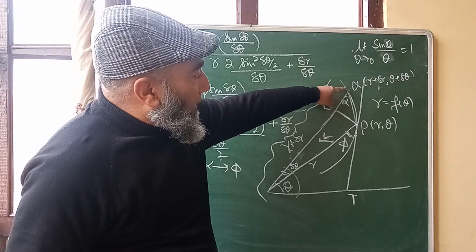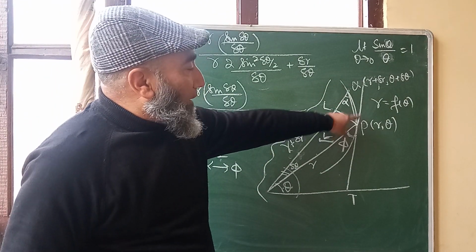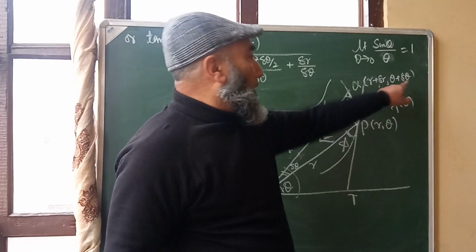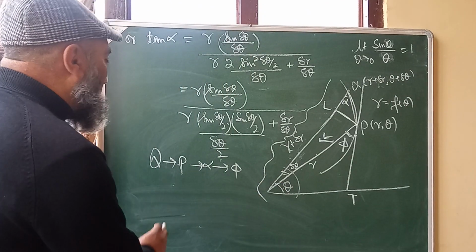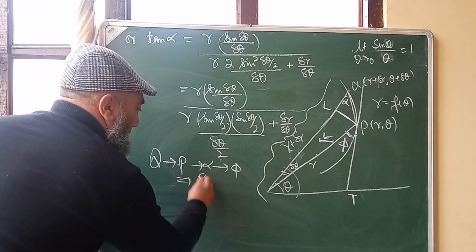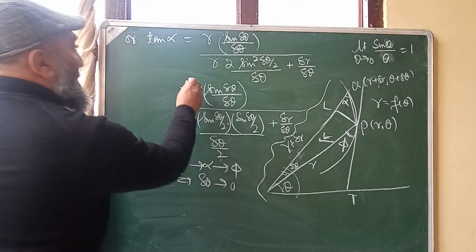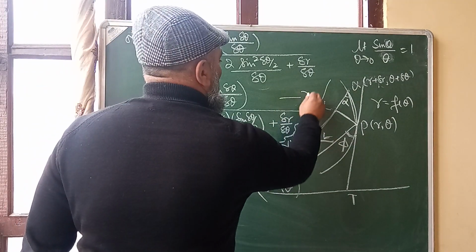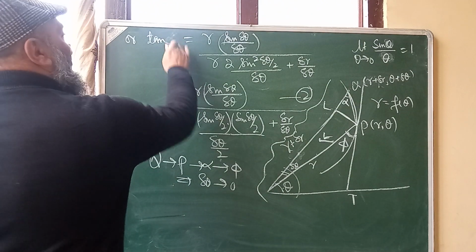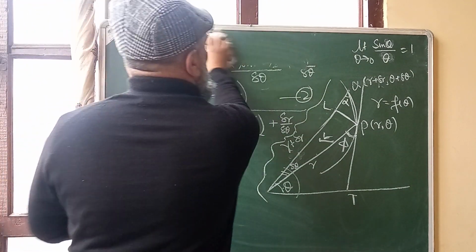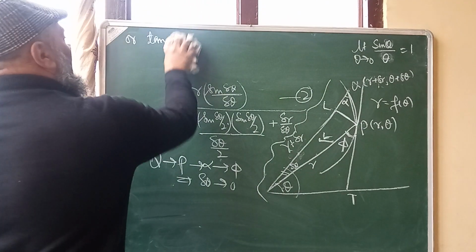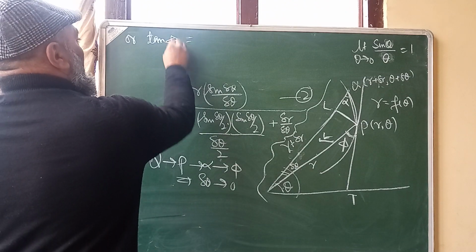So let me take the limit as Q approaches P. In that case, delta theta will be 0. When delta theta is 0, I will get tan of, instead of alpha, I will get phi.